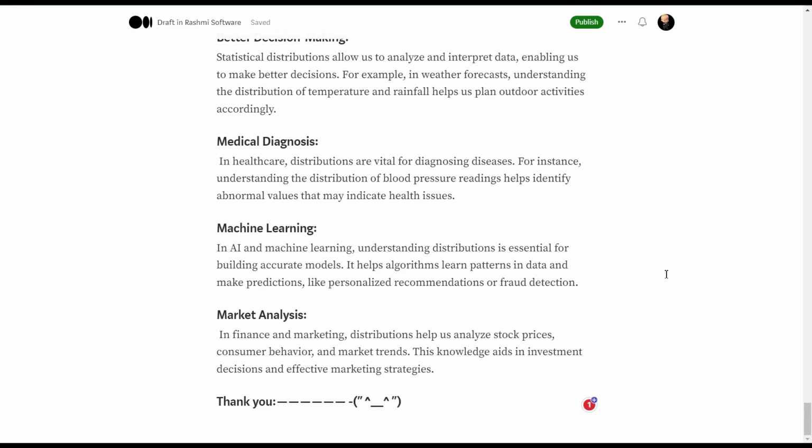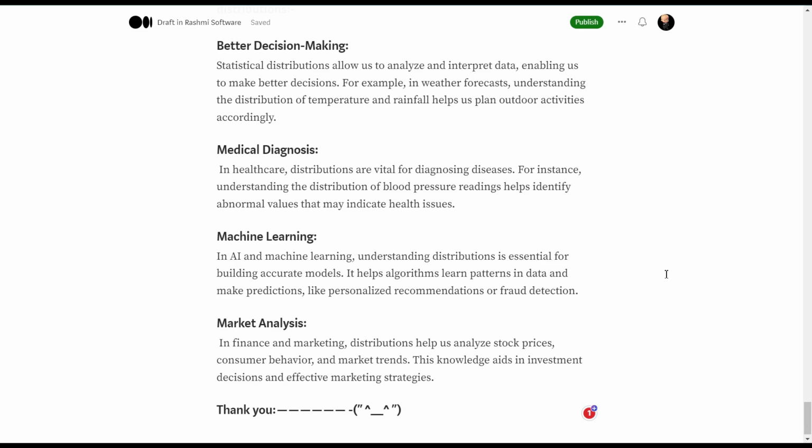But it depends on you, how much knowledge you have about spam detection. If you don't have any knowledge related to spam detection, in this situation you can't do anything about fraud detection and you will be affected day by day on the internet. Next, market analysis. In finance and marketing, distributions help us analyze stock prices, consumer behavior, and market trends. This knowledge aids investment decisions and effective marketing strategy.